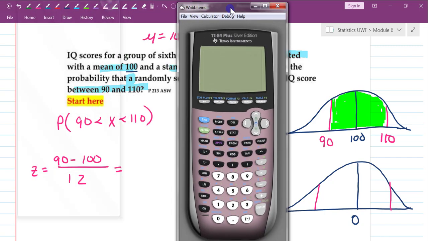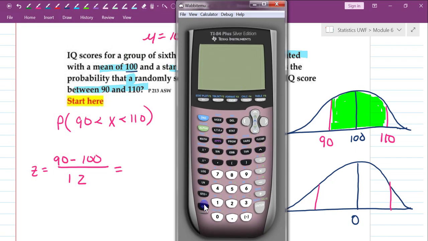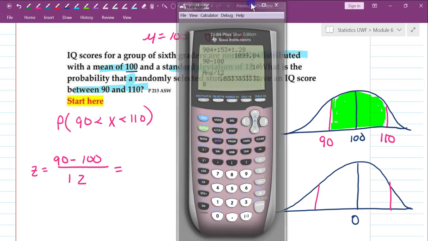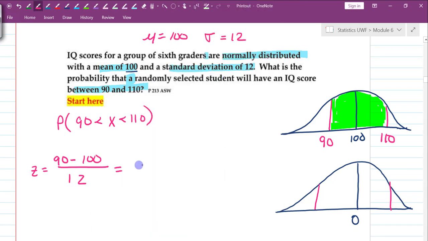So we're going to turn on our calculator, and we get 90 minus 100. Hit enter, and then divide by 12. I'm going to make sure you pay attention to your order of operations. So it's negative 0.83. So this is negative 0.83. That's what my z value is on the left-hand side, on the left-hand side here, when I standardize the 90.